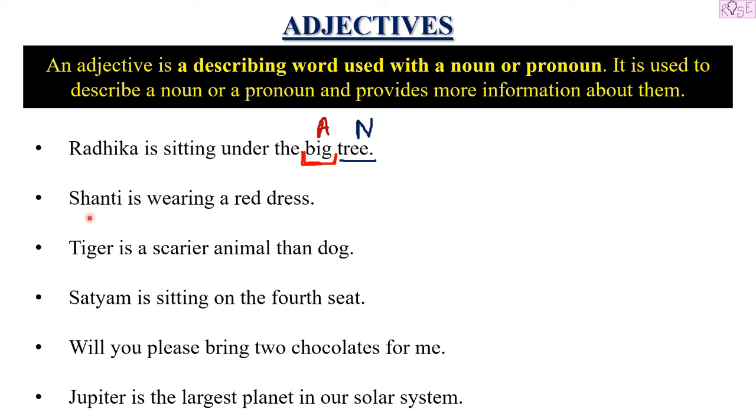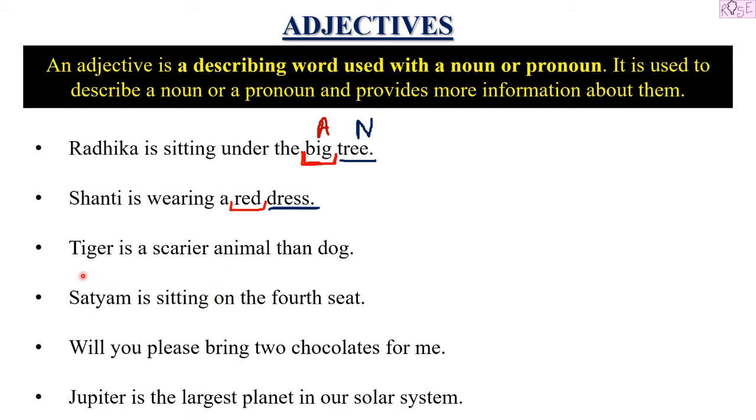Let's read them. The second sentence is: Shanti is wearing a red dress. So which is the adjective here? Red is the adjective because it's describing. Which word is it describing? It is describing dress, and dress is a noun because it's the name of a thing.